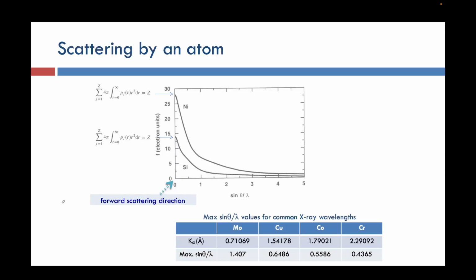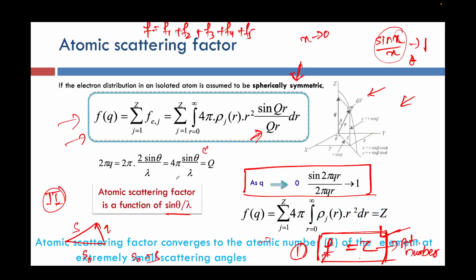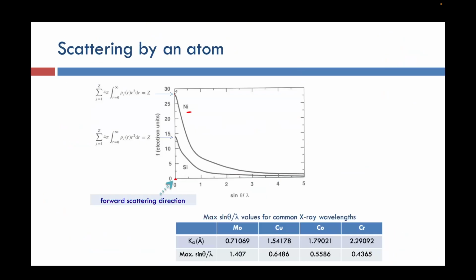Only when my sin theta by lambda corresponds to 0, that means whatever scattering is happening is all in the forward direction and the angle is 0. If I am talking about nickel, here the atomic number of nickel is 28. Only when my sin theta by lambda becomes 0 from this expression will I get F equal to 28. That means all the 28 electrons are giving me maximum intensity in the forward direction without any scattering taking place.